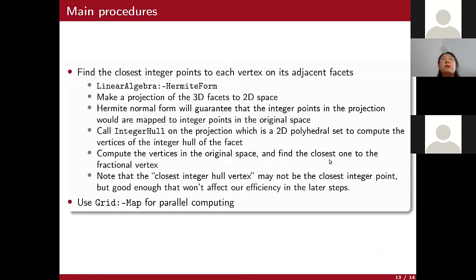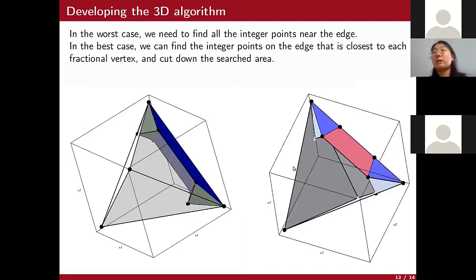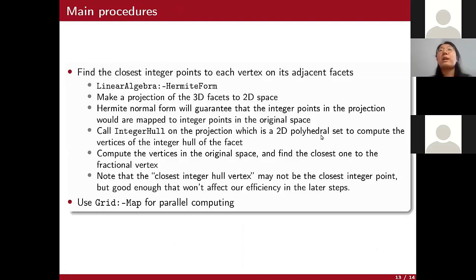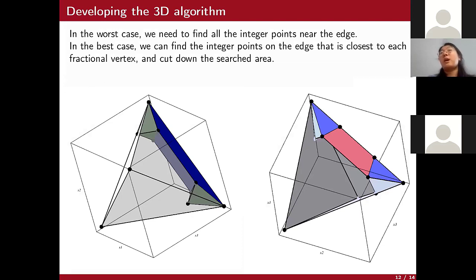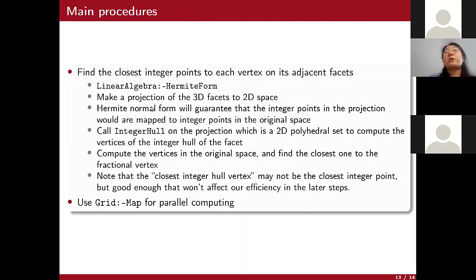So for the 3D part, when doing the implementation, I think the most tricky part is how to find the closest integer points to the fractional vertex on a 3D facet. Right? So this is a facet and it's in 3D. Because we already have a 2D algorithm that solved the integer hull problem, and finding the closest integer points is also a convex or integer hull optimization problem, we first make a projection from a 3D facet to a 2D space. Here we use the Hermite normal form to make the projection.